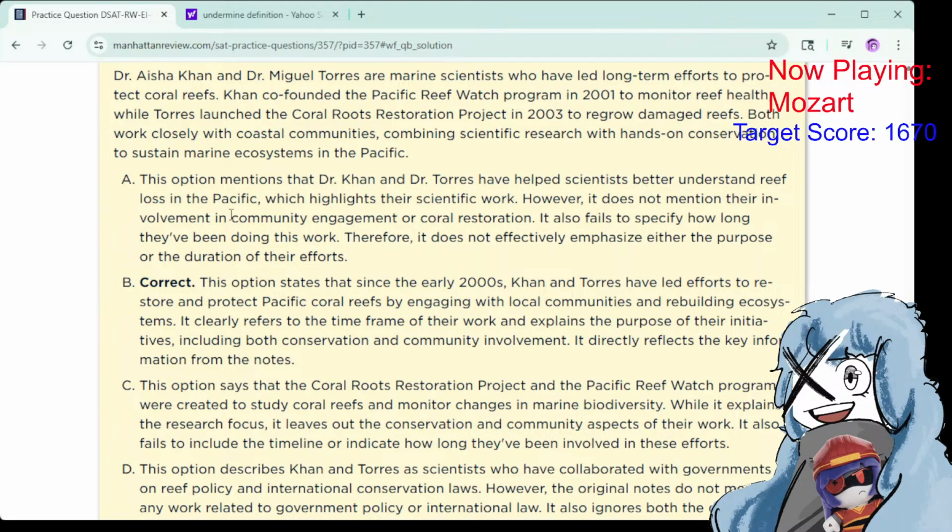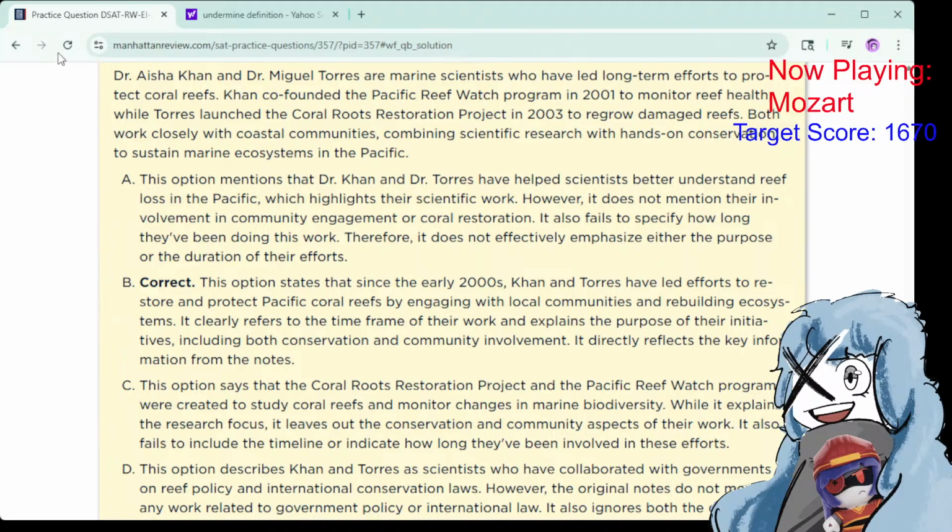This option states that since the early 2000s, Khan and Torres have led efforts to restore and protect Pacific coral reefs by engaging with local communities and building ecosystems. It clearly refers to the time frame of their work and explains the purpose of their initiative. Including both conservation and community involvement, it directly reflects the key information from the notes.